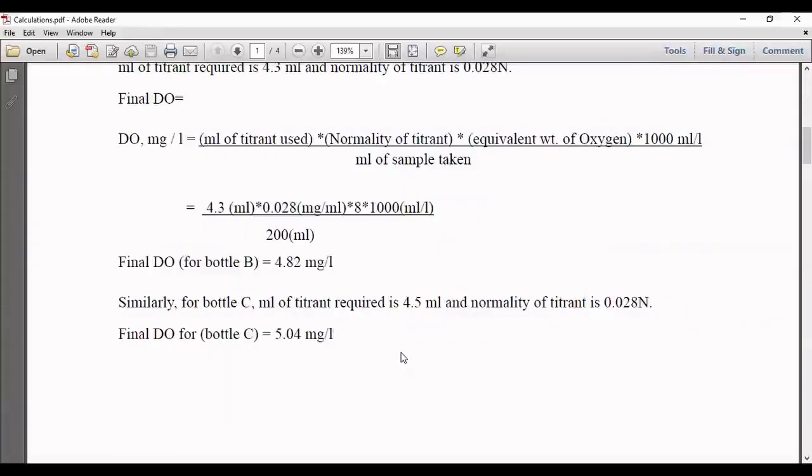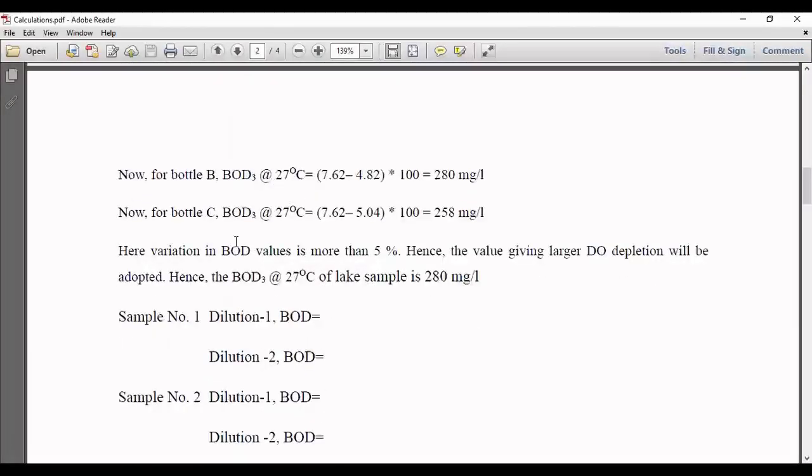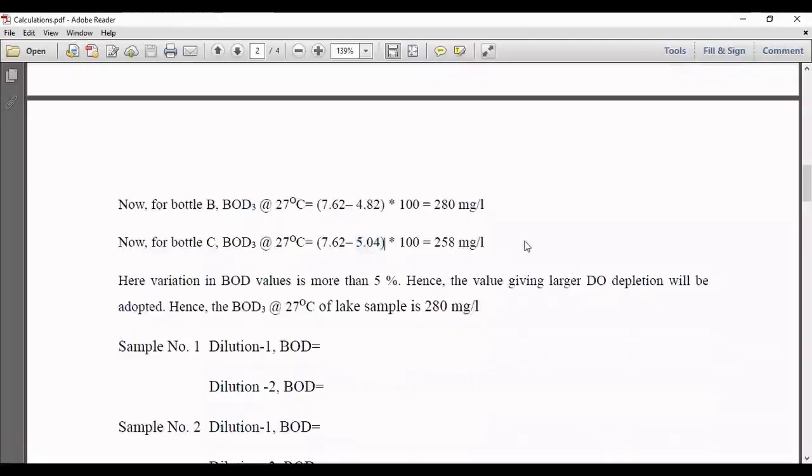Right, now I can find out the BOD3 value by using the two final DO values. So for bottle B, if I substitute the values in the formula, I'll be getting 7.62 minus 4.82, into 100, is equal to 280 mg per liter. And for bottle C as well, I'll be getting the BOD3 value as 7.62 minus 5.04, into 100, that is 258 mg per liter.